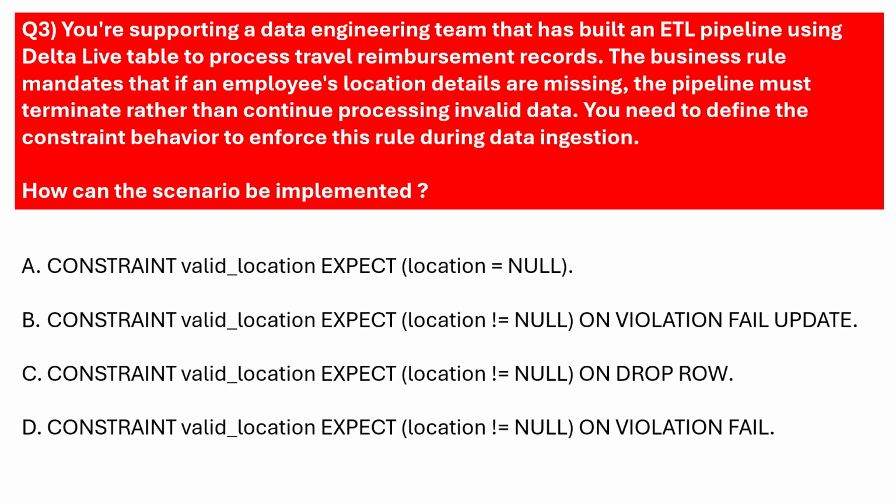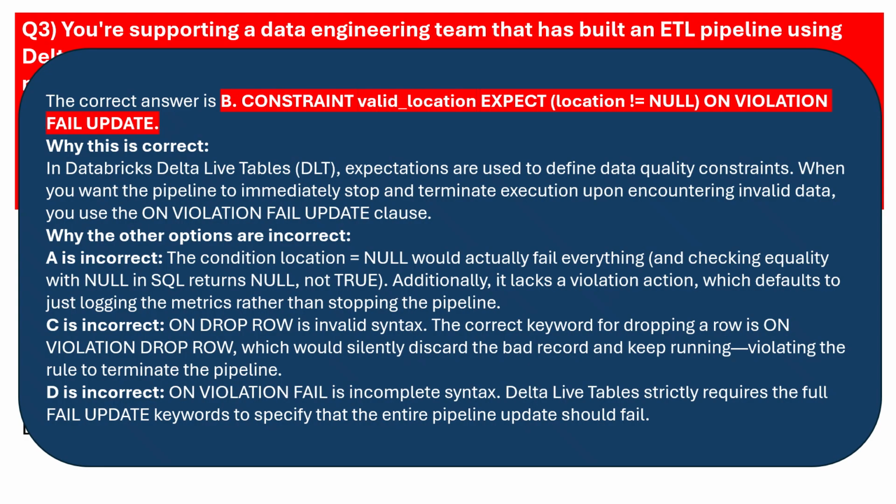A. Constraint valid_location expect location equals null. B. Constraint valid_location expect location equals null on violation fail update. C. Constraint valid_location expect location equals null on drop row. D. Constraint valid_location expect location equals null on violation fail. The correct answer is B. Constraint valid_location expect location equals null on violation fail update.